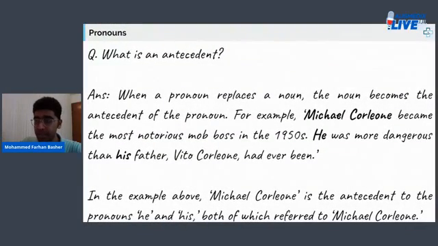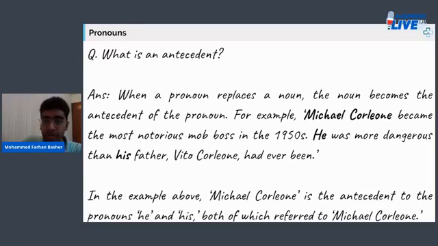Then we have the final slide of the presentation today. Now, you might wonder what an antecedent is, because whenever you study pronouns, we often come across this particular word called antecedent. Now, what is an antecedent? When a pronoun replaces a noun, the noun becomes the antecedent of the pronoun. For example, Michael Corleone became the most notorious mob boss in the 1950s. He was more dangerous than his father, Vito Corleone, had ever been, right? Now, in this example, Michael Corleone is the antecedent to the pronouns he and his, both of which referred to Michael Corleone, right?